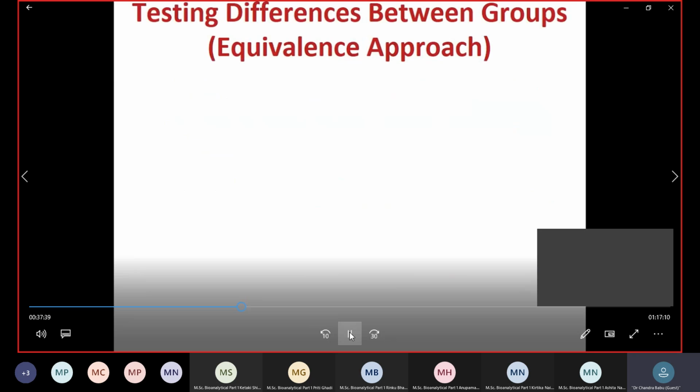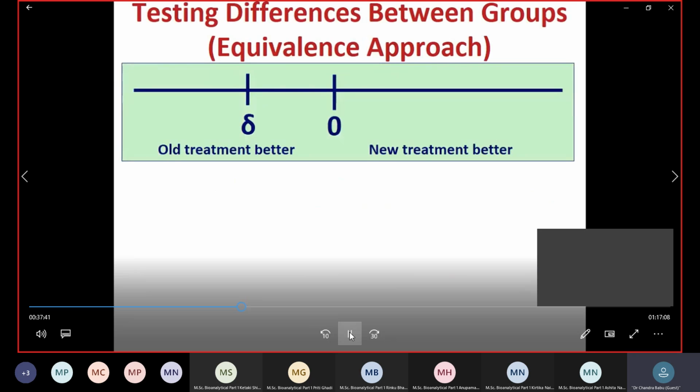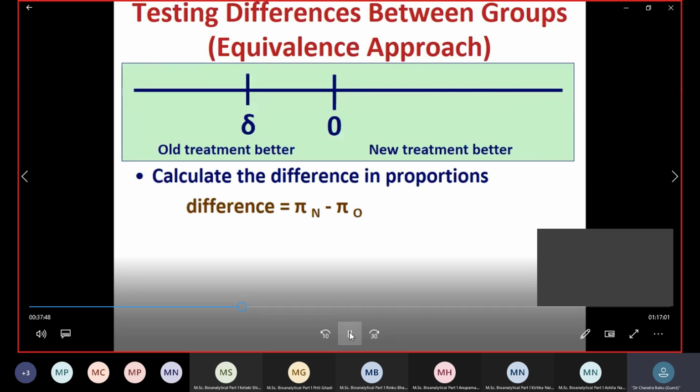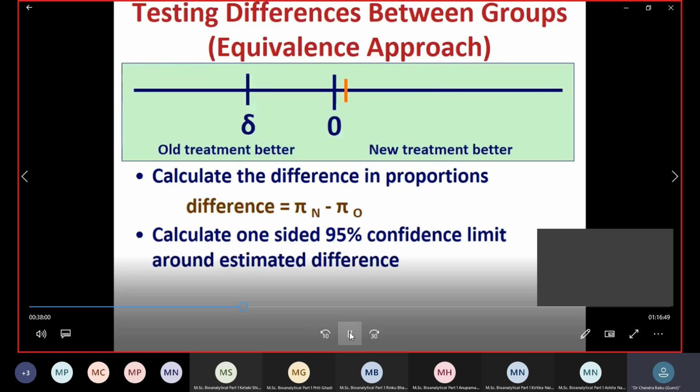So, testing between groups in the equivalency approach, what I have is the new treatment, there's no difference, here's my fudge factor, and I can calculate the difference in the proportions, there it is. And then I calculate, and here's the other difference from superiority testing, a one-sided confidence bound. I'm going to calculate a one-sided 95% confidence bound around that estimate, and it starts there and goes up to infinity in that direction.